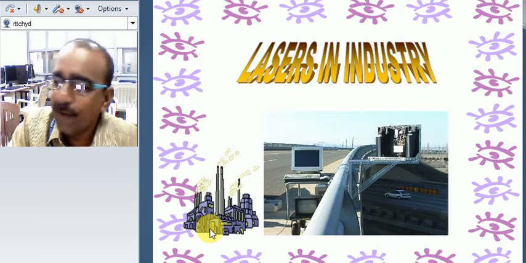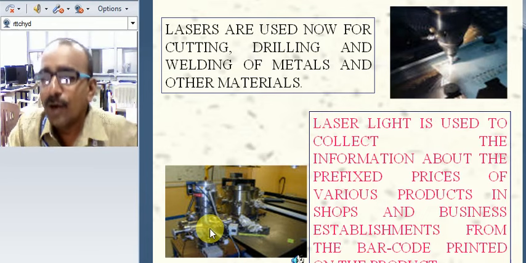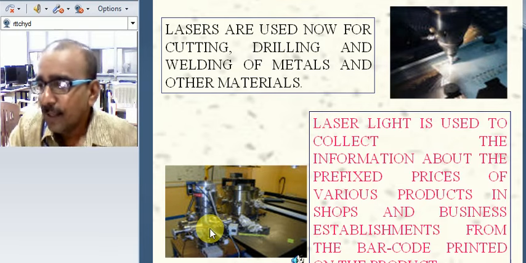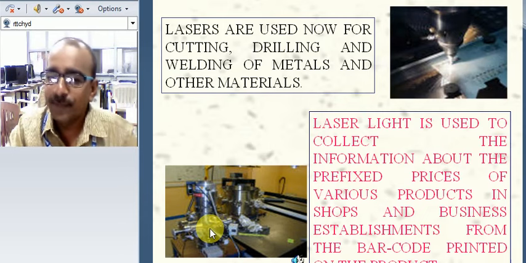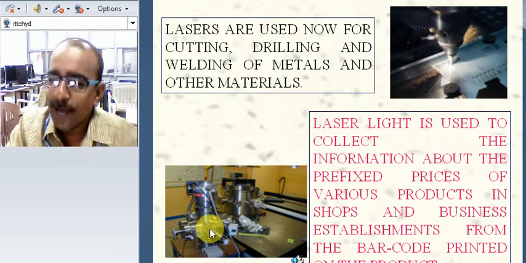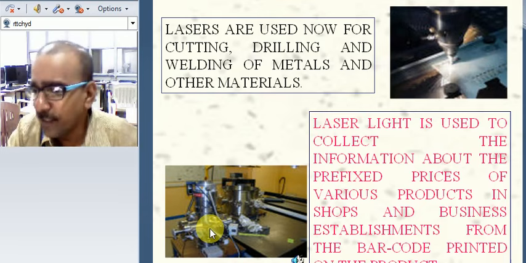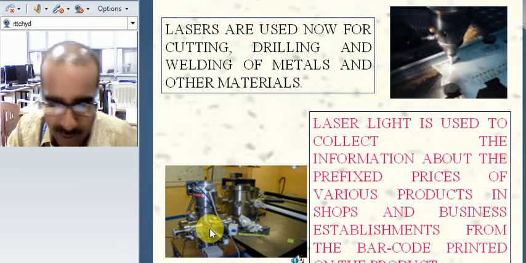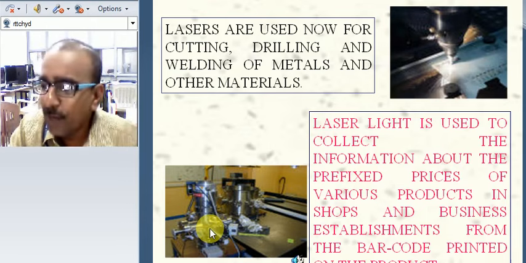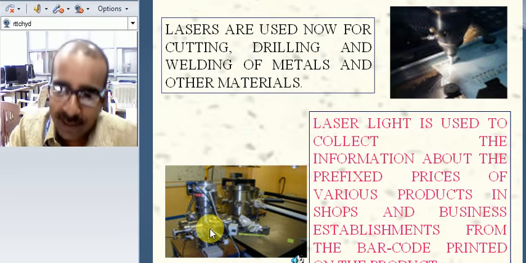In industries also lasers find vast applications. Lasers are now used for cutting, drilling, welding of metals and other materials. Laser light is used to collect information about the prices of various products in the shops and business establishments, through the barcode printed on the product. This is for the industry. For our department, that is BSNL, most of the bills are sent to the customers along with a barcode. By using the barcode scanner, we can know their bills. That is, the laser finds its application in such cases also.